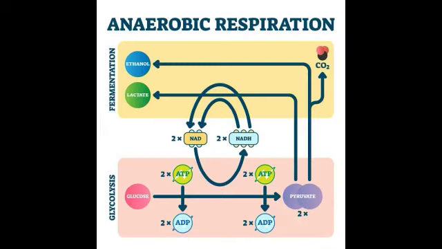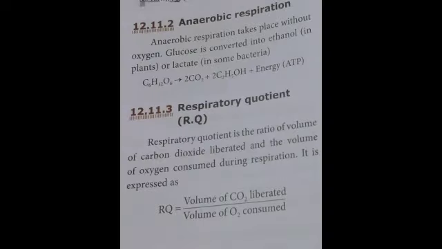Now we move on into anaerobic respiration. Anaerobic respiration takes place without oxygen. Glucose is converted into ethanol in plants or lactate in some bacteria. The equation is C6H12O6 → 2CO2 + 2C2H5OH + energy ATP, that is glucose will give you carbon dioxide plus ethanol plus energy. The last topic is respiratory quotient.